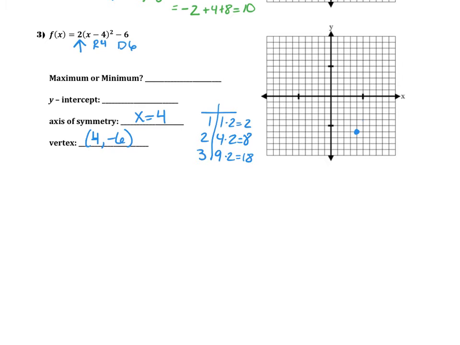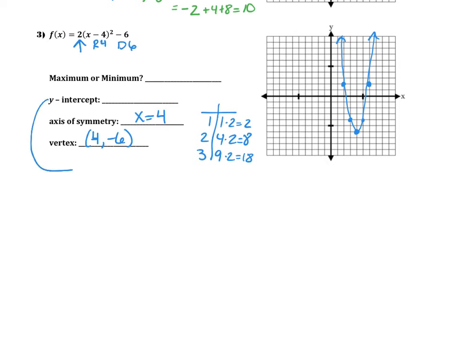And then plot my pattern. I won't be able to fit 18, but that's okay. On this graph, we don't see the y-intercept.